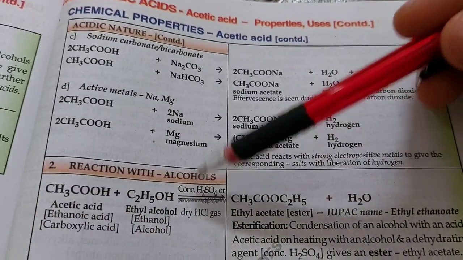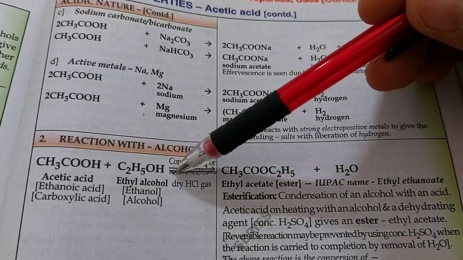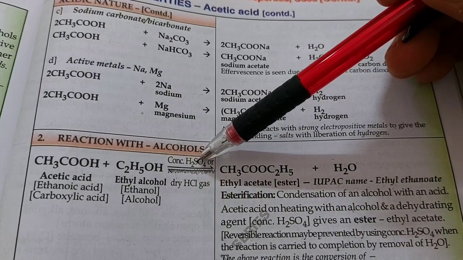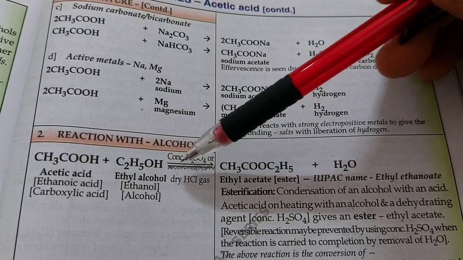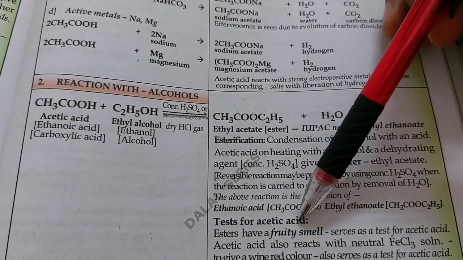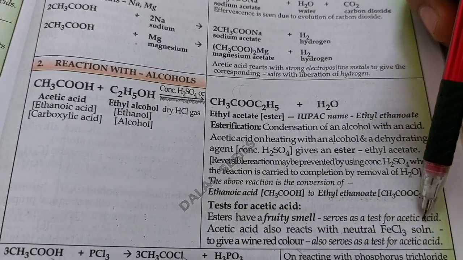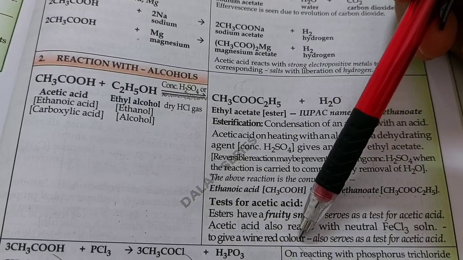It reacts with alcohols to form esters plus water. This is called esterification, which you've already studied. Cancel the reversible sign because of concentrated sulfuric acid, or you can even use dry HCl gas. It is no longer reversible. It gives a fruity smell. A better test is acetic acid also reacts with neutral ferric chloride solution to give a wine red color.